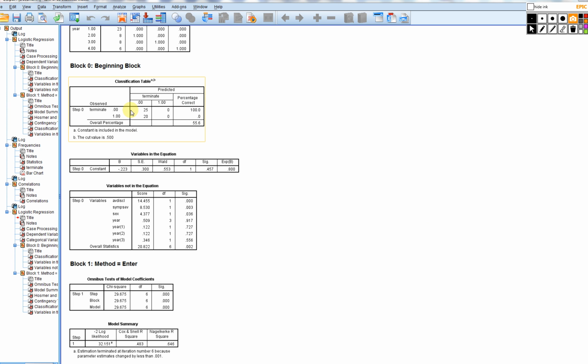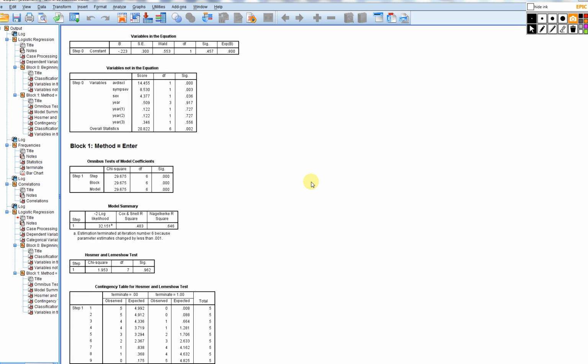Okay, so scrolling down, again we have our beginning block. This is essentially reflecting the classifications related to a null model. As you can see, the null model in and of itself doesn't contain a whole lot of useful information. This is just saying that 56% of our distribution was made up of those individuals who did not terminate. So that's basically what we have there.